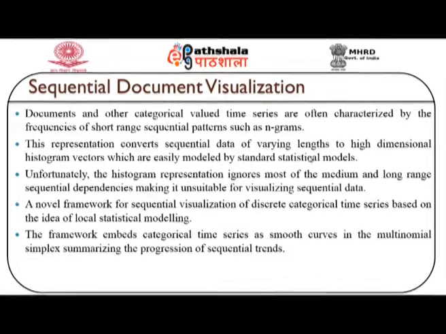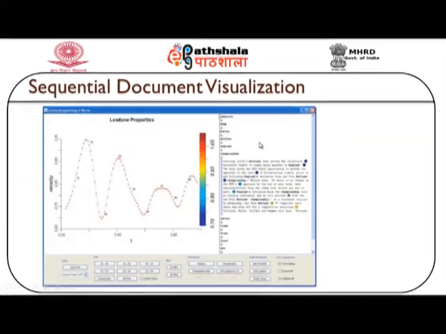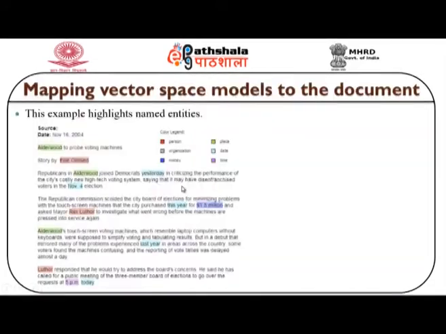A novel framework is used for sequential visualization of discrete categorical time series, based on the idea of local statistical modeling. This framework embeds categorical time series as smooth curves in the multinomial simplex, summarizing the progression of sequential trends. So this is a sequential document visualization. Here you have the time axis as well as a velocity axis, and this represents the terms present in each document, represented in the timeline. This is called a sequential document visualization tool.